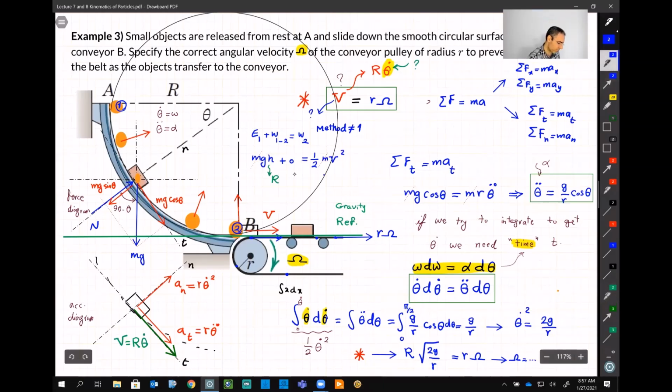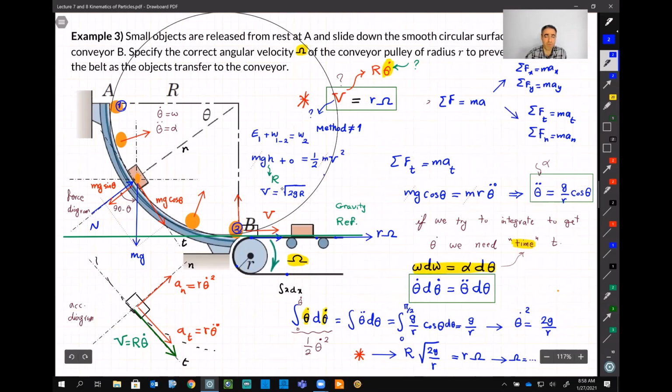We found v, which is the square root of gR, right? And replace it there, and you will get the same answer as this one. Done. You see, this solution was super fast and easy and short.